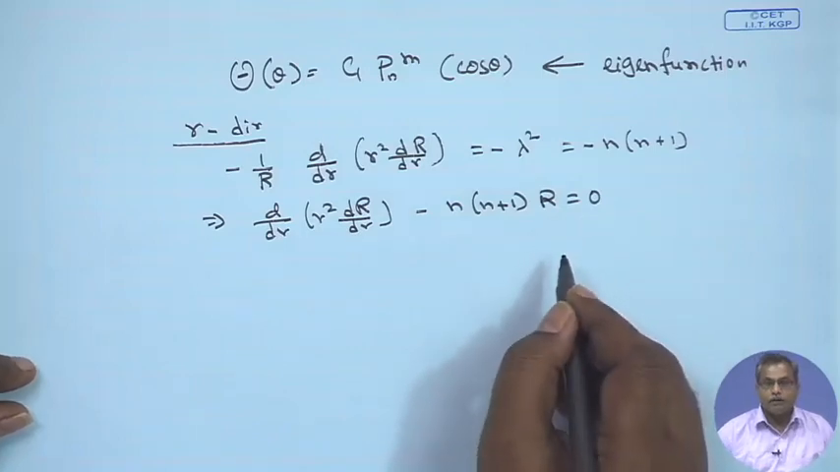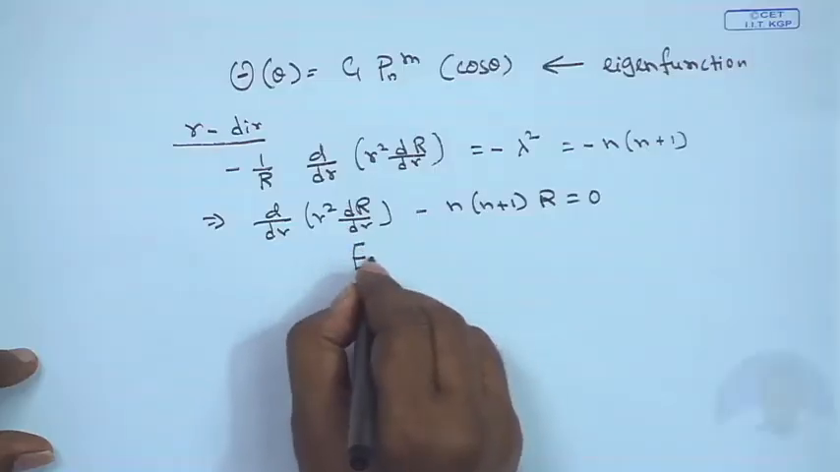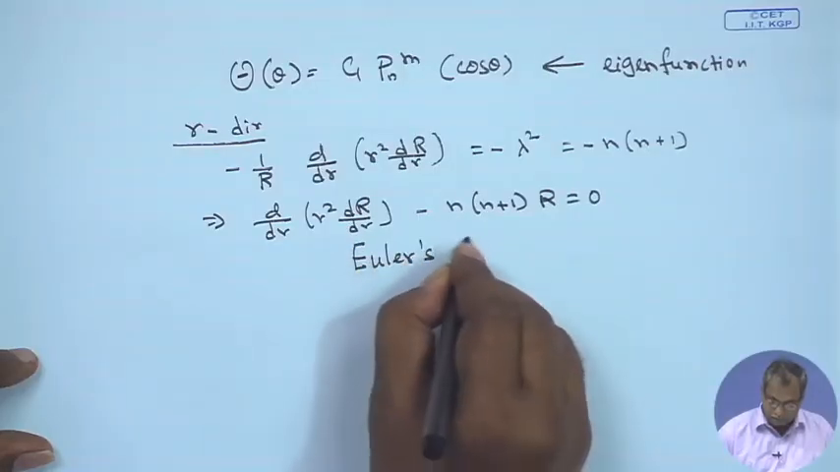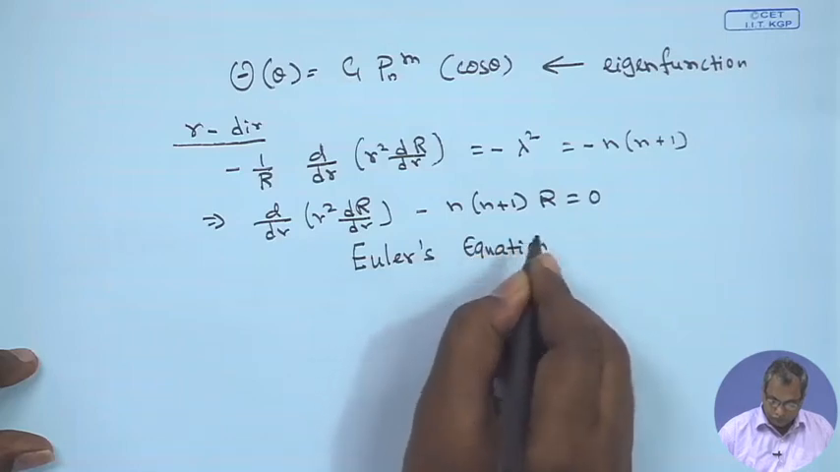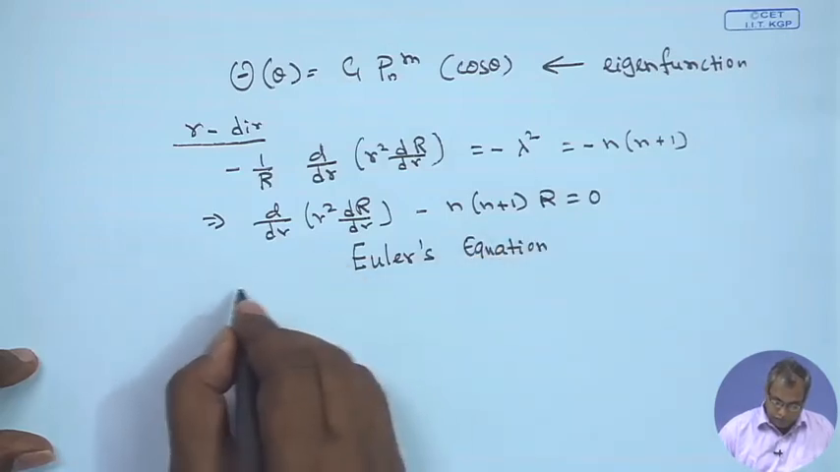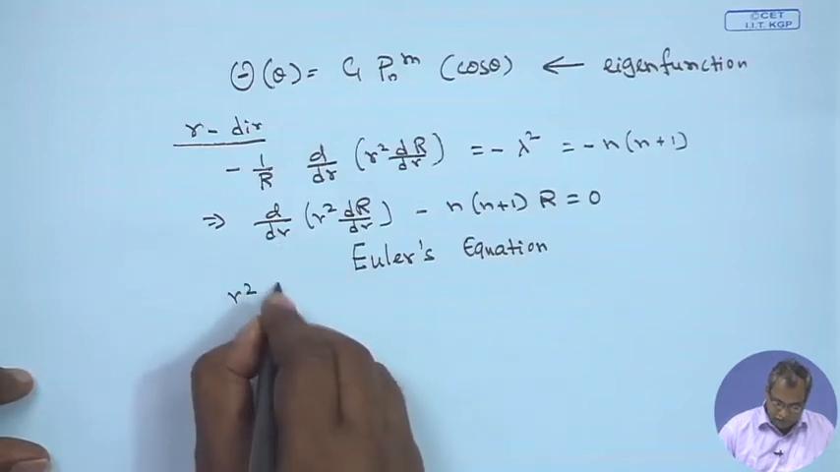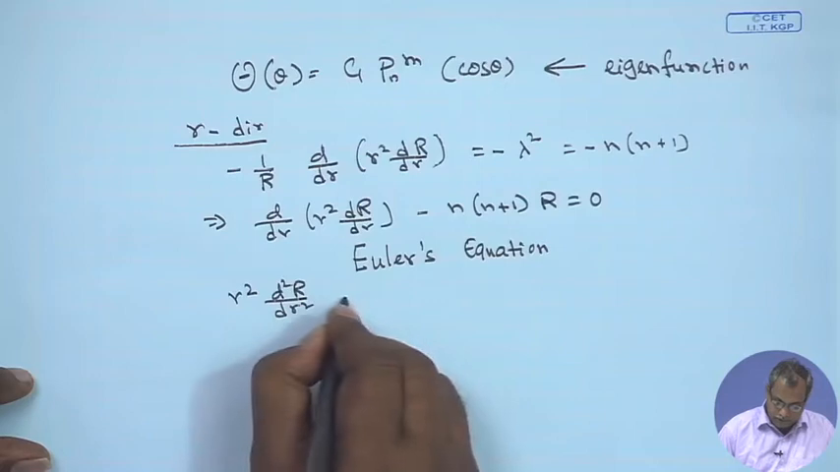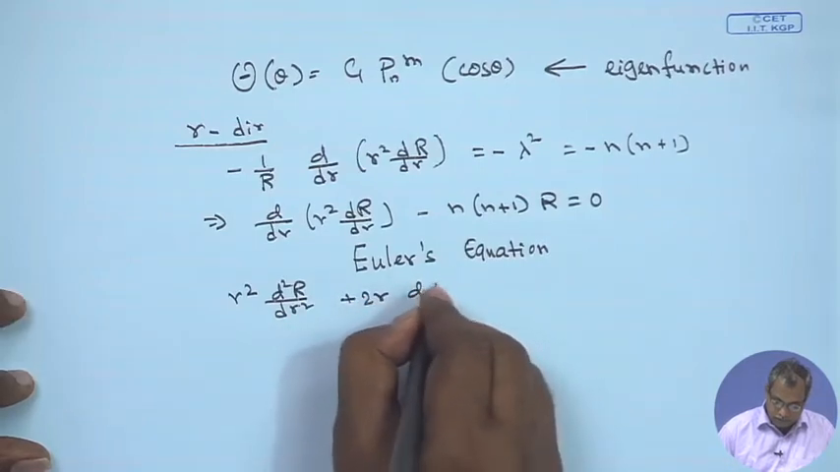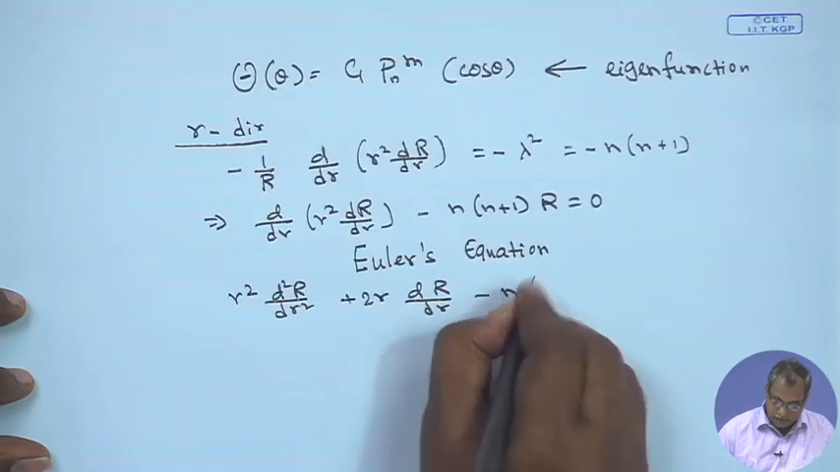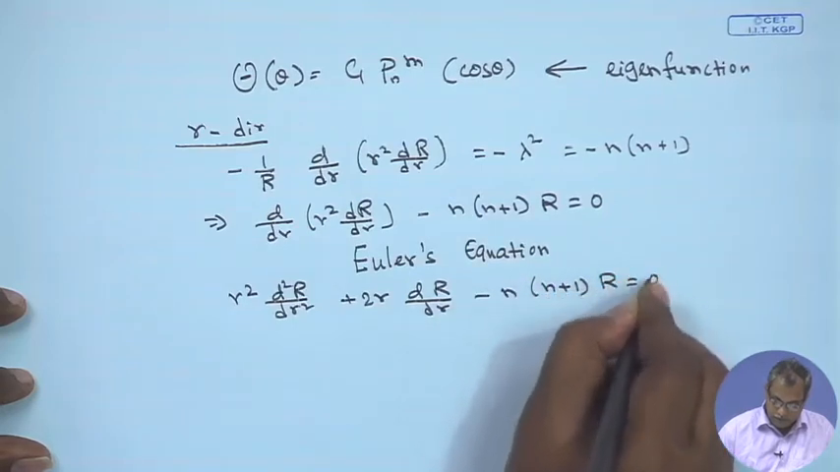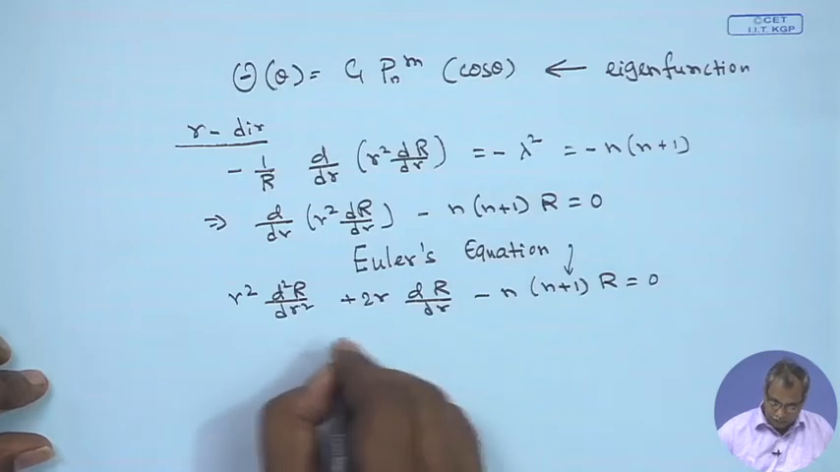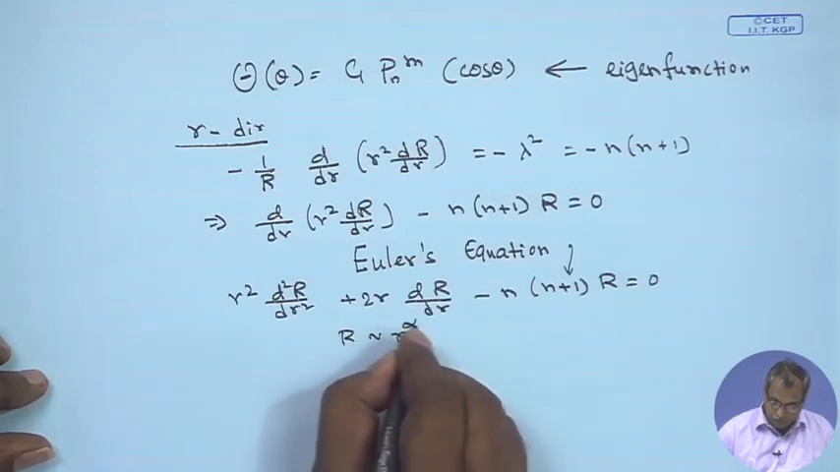So, this becomes the governing equation in the r direction, and if you really look into this particular governing equation, then we can identify this is nothing but an Euler's equation. So, if you just open the differentiation, you will be getting r square d square r dr square plus 2r dr minus n into n plus 1 r is equal to 0. So, this is the Euler's equation, and the solution will be in the form of r to the power alpha.